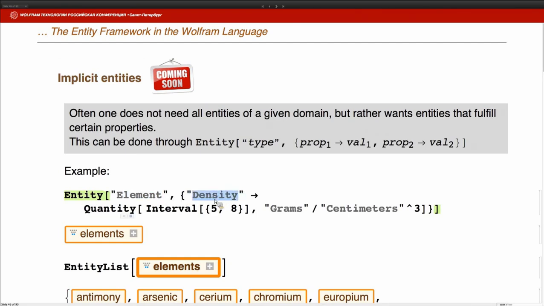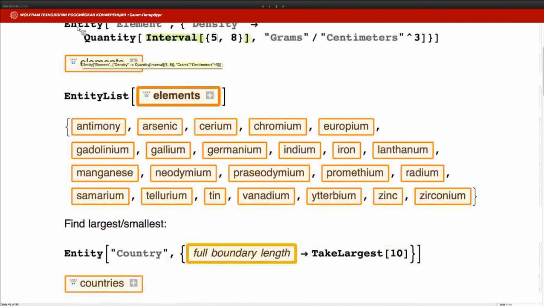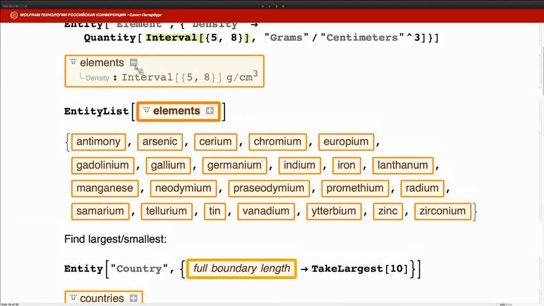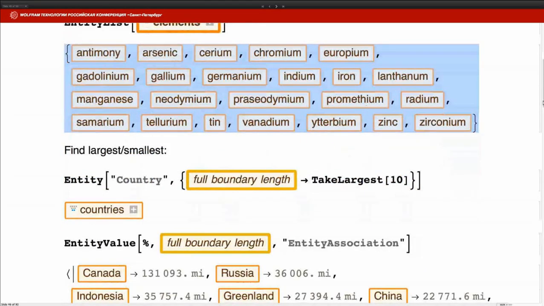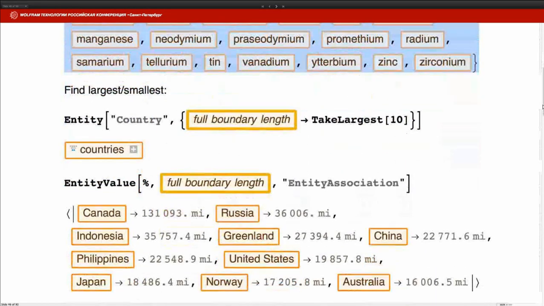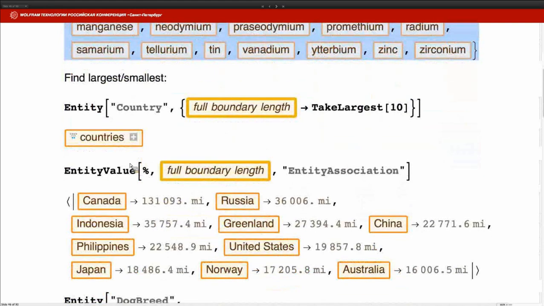In this case, I want all elements that have a density between 5 and 8 grams per cubic centimeter. What I get back is again this yellow orange box, but now with this little sign here, which means there's a collection, and I can get more detail on what kind of selection criteria. Then I call entity list, and I get a list of all elements that fall under standard conditions within this density range.